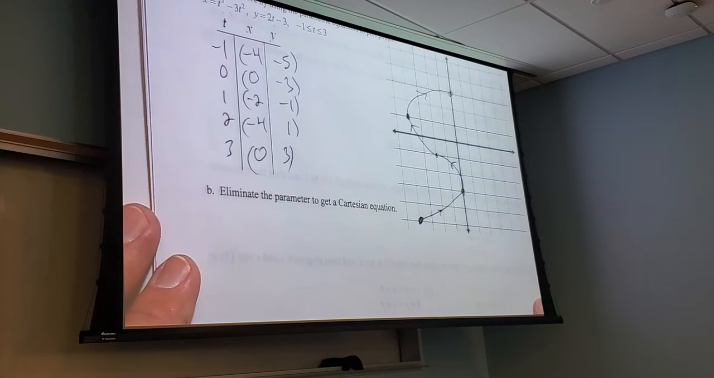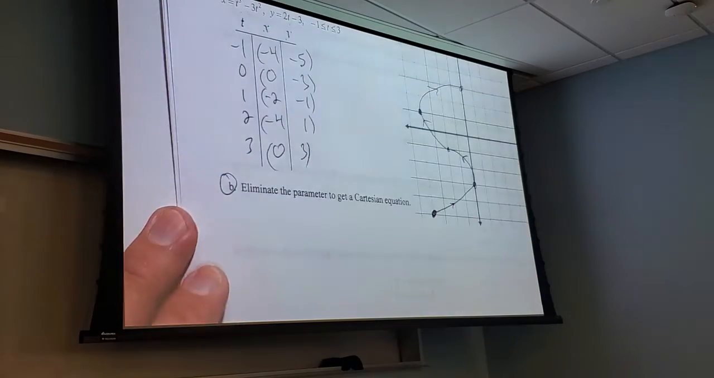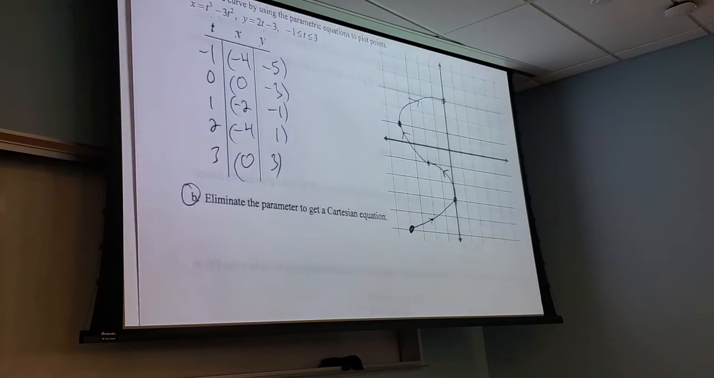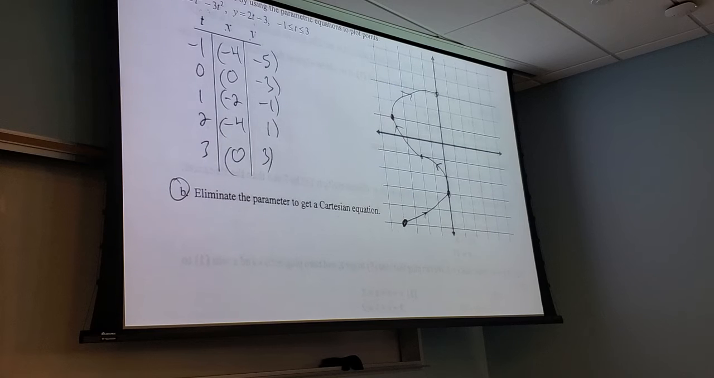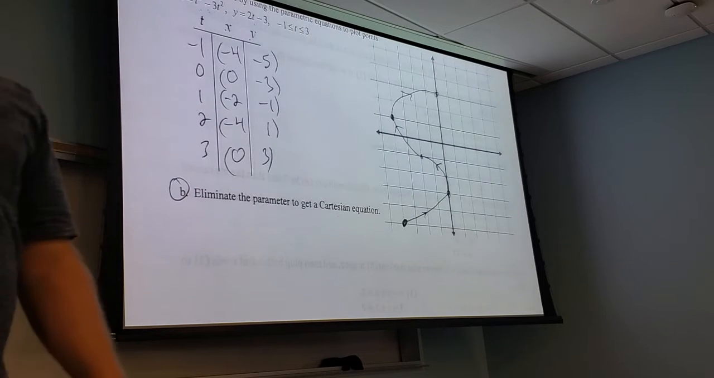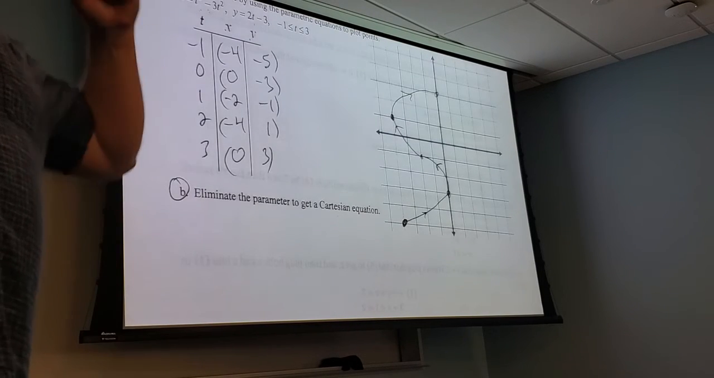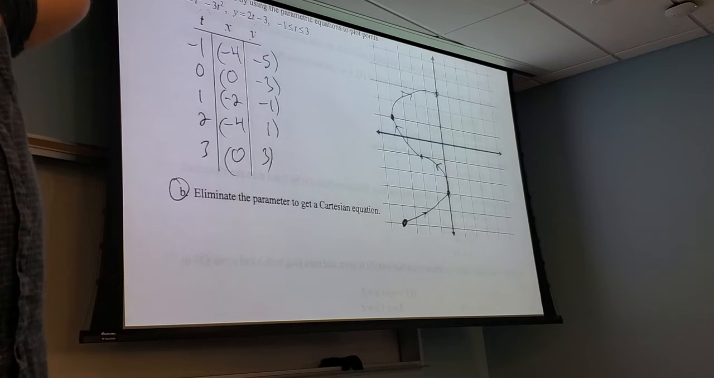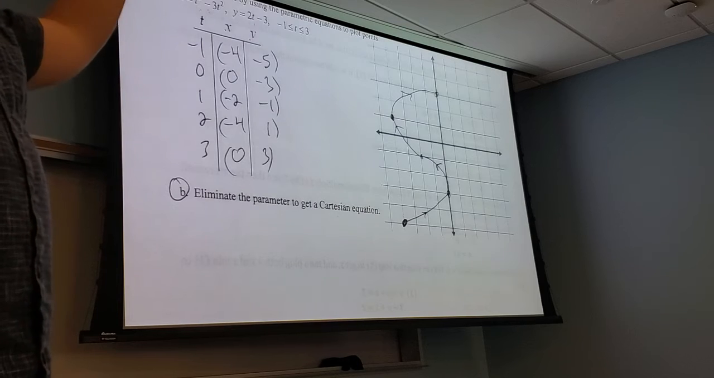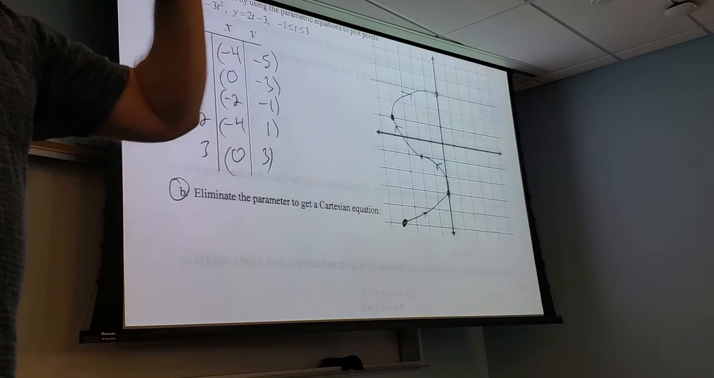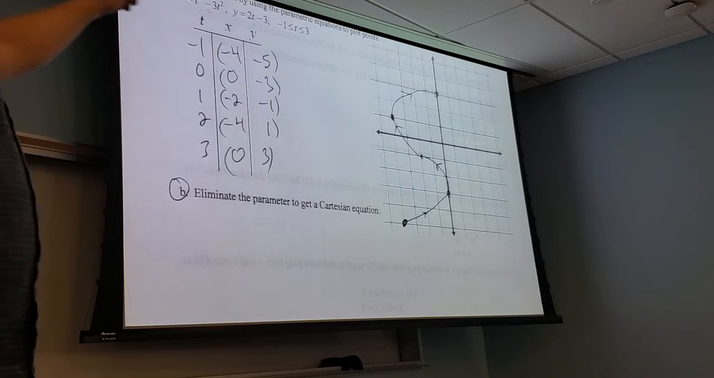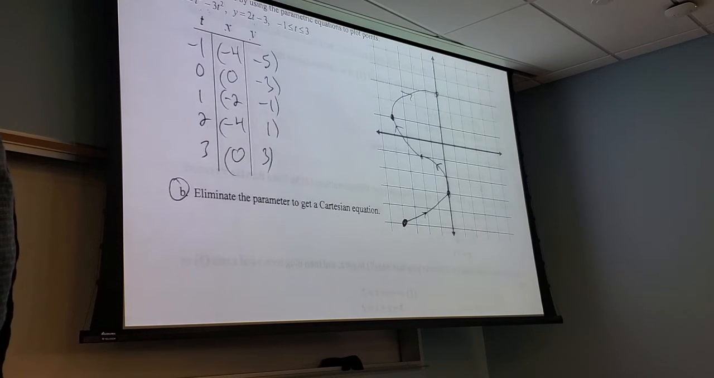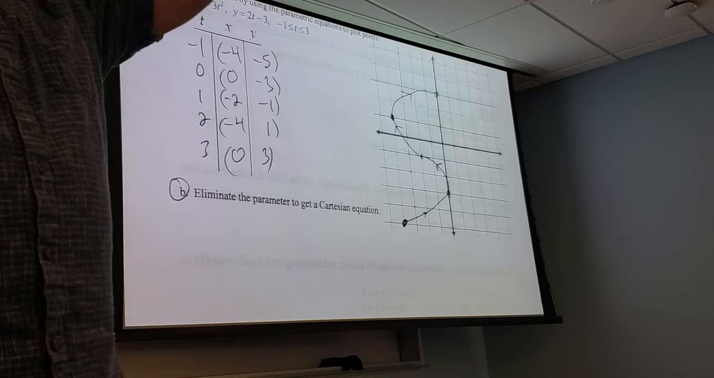Okay. Now here's where the real work comes in. How do I eliminate the parameter? How do I get rid of the t? What's really funny to me is we're about to do systems of equations, and basically that's what this is. This is a system of equations. If I want to get rid of something, I do it subversively. I replace it, right? So which equation, x or y, is it easier to solve for t?